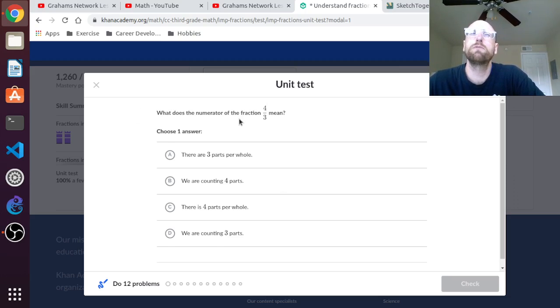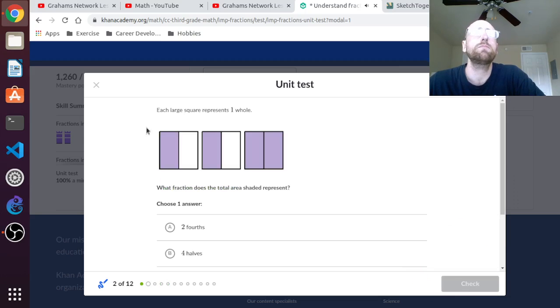Yeah, let's chip away at that goal right now by taking this one more time and hopefully getting mastery in this 3rd grade section. So what does the numerator of the fraction 4 over 3 mean? So it means we're counting 4 parts. Each large square represents 1 whole. What fraction does the total shaded area represent?